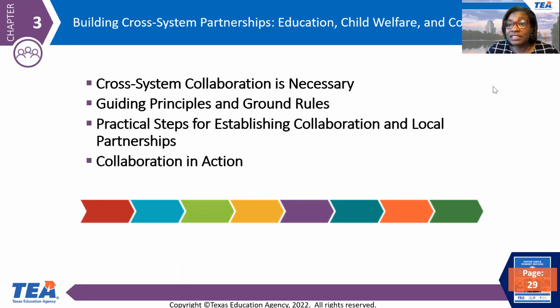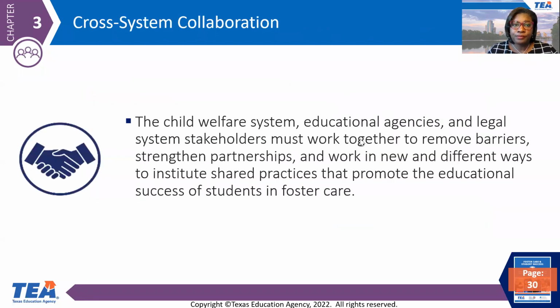So this is something that is highly suggested when working for our students in foster care, building those collaboration efforts. So cross-system collaboration. Anytime you see those hands shaking, that means we are talking about collaboration. So the child welfare system, education agencies, and legal system stakeholders, they must work together to remove barriers, strengthen partnerships, and work in new and different ways to institute shared practices that promote the educational success of students in foster care. So working collaboratively and starting to work collaboratively, this information is provided for you on page 30.